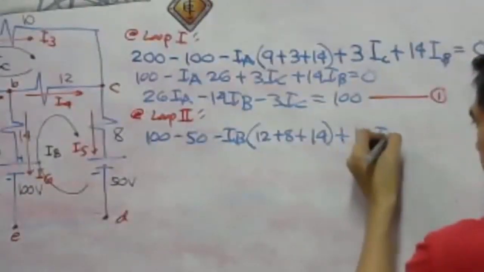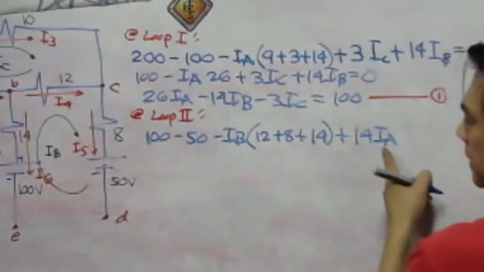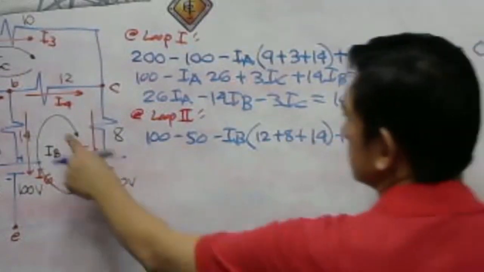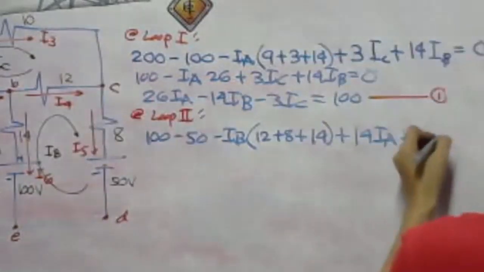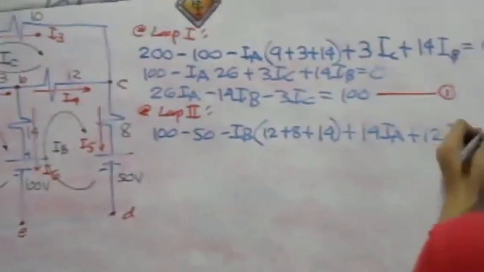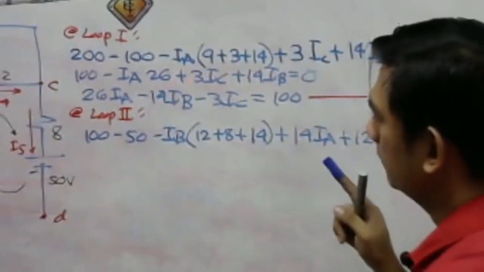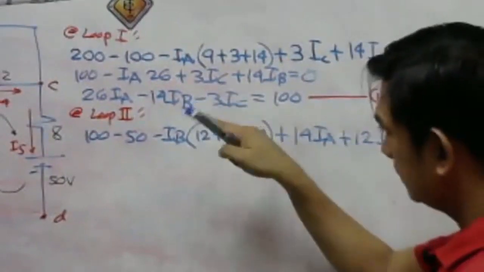IA multiplied by the adjacent circulating current. Then plus, we have here 12 multiplied by I sub C. So that is equal to 0. Plus 12 I sub C.